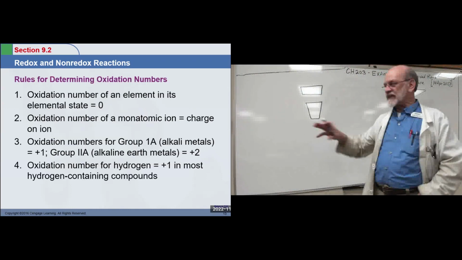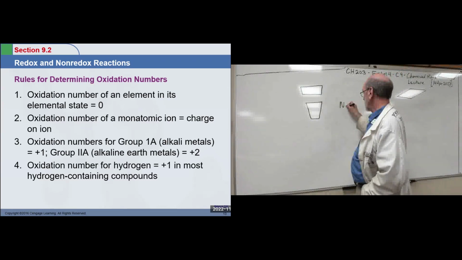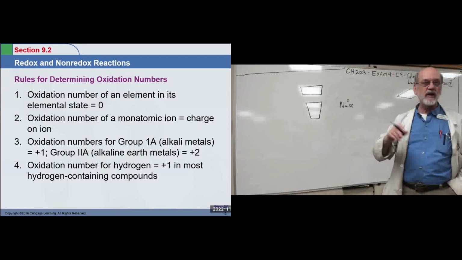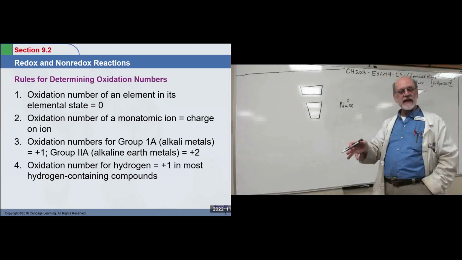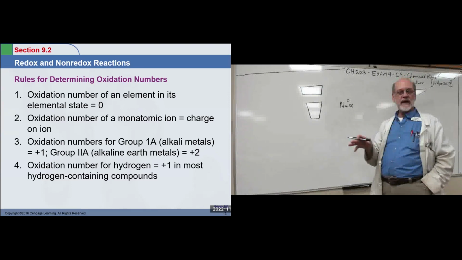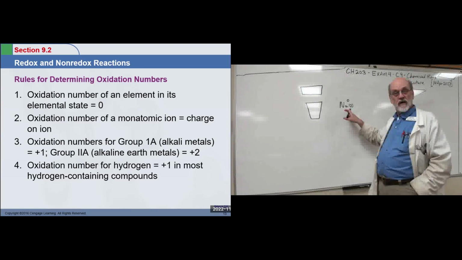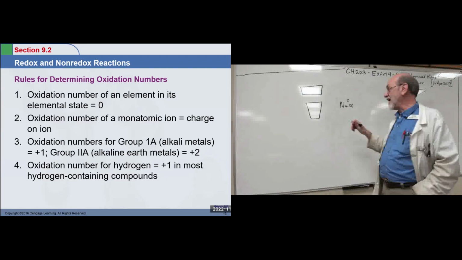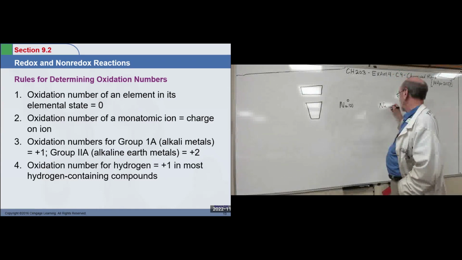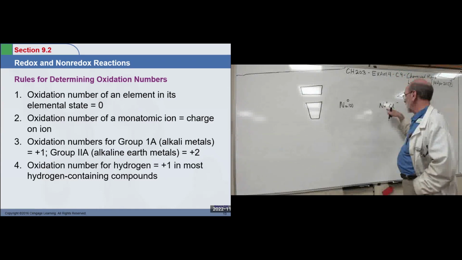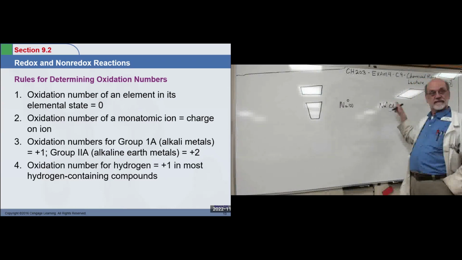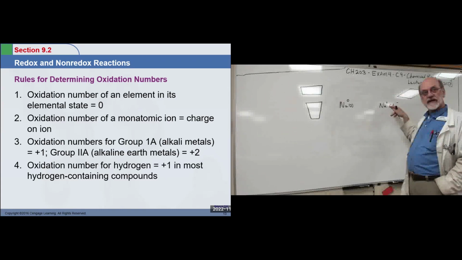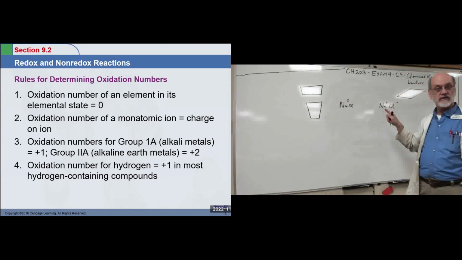If the element stands alone, like this one, its oxidation number is 0. All elements in their most stable form at room temperature and 1 atmosphere pressure are always oxidation number 0. Okay? If there's an ion, right, that's a plus, this is a minus, its oxidation number is the charge. So in that case, our bookkeeping scheme addresses the oxidation number as exactly the same charge.